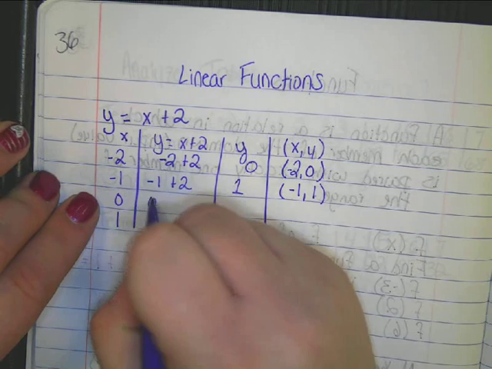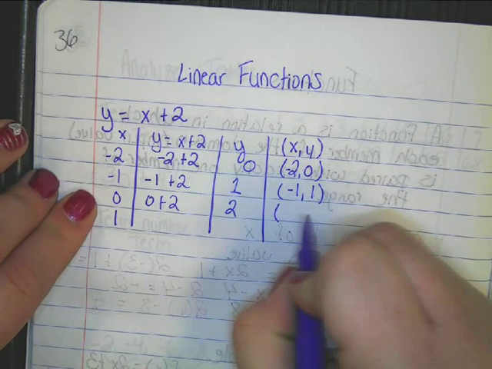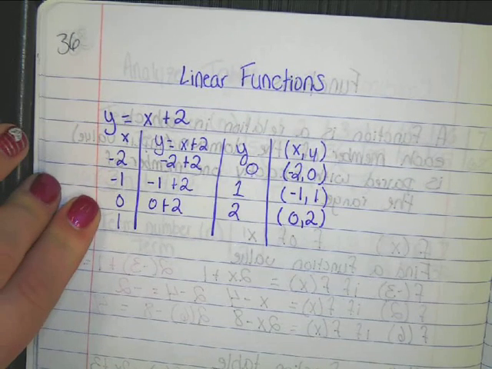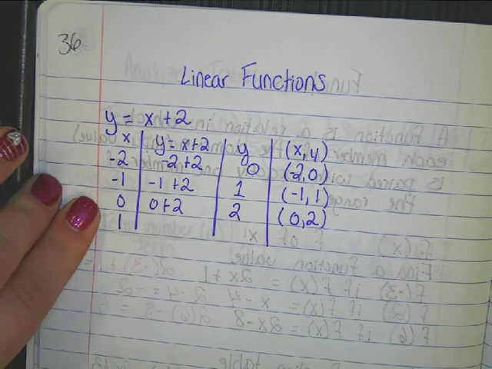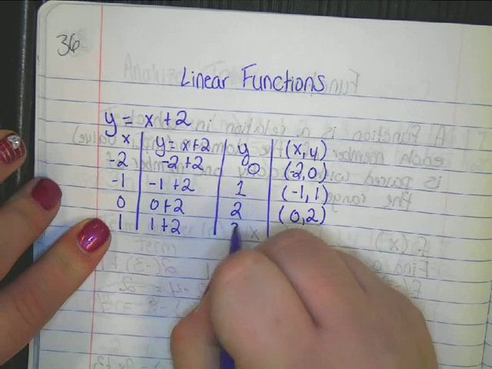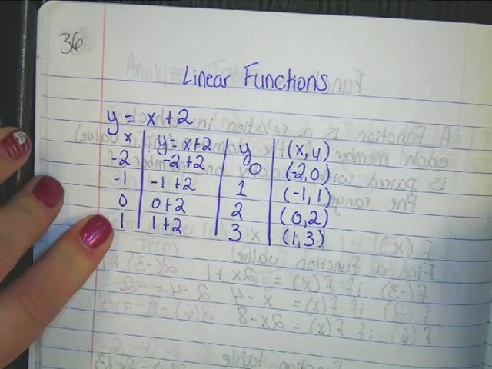0 plus 2 gives me 2, so my ordered pair is 0, 2. And the last one, I have 1 plus 2 gives me 3, my ordered pair 1, 3. Does everyone see how we got that?